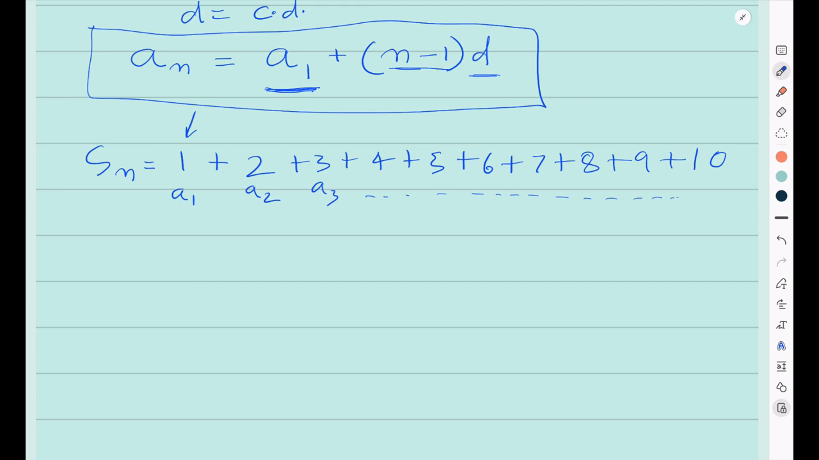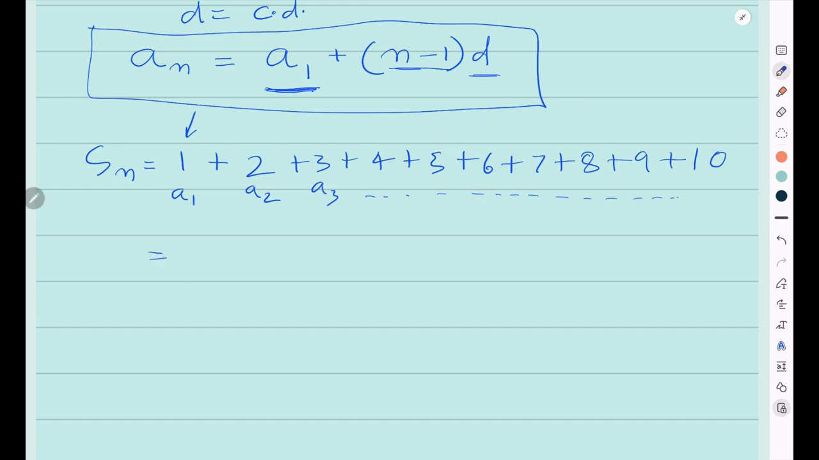Okay, Sn is the sum of all the numbers in that AP. So how can we proceed with finding the sum in a relatively good manner, or a manner in which it is very easy? One is just adding all the numbers. Yeah, of course we have to add, but there are some other ways also.